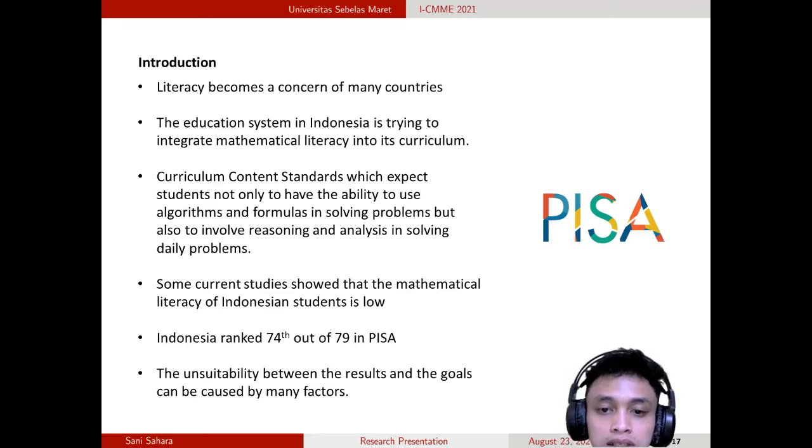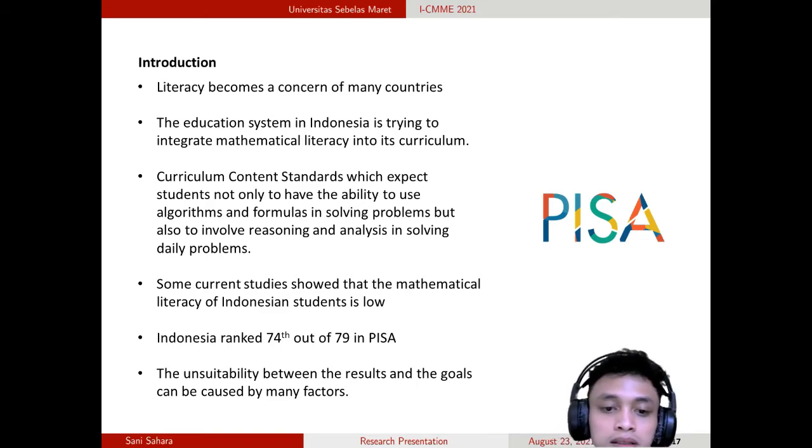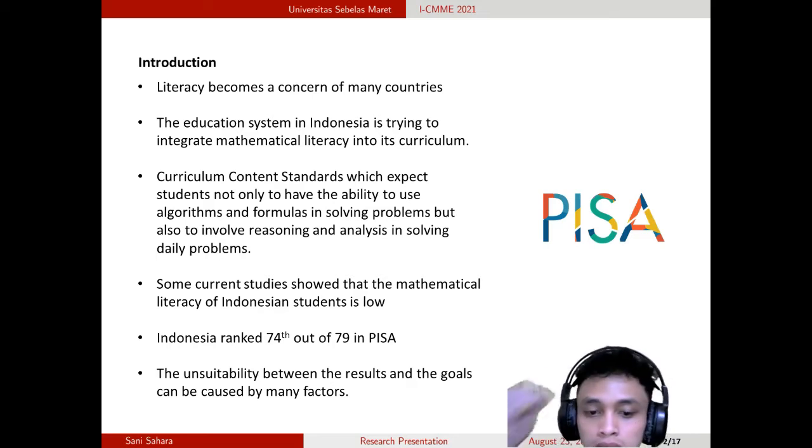The education system in Indonesia is trying to integrate mathematical literacy into its curriculum, namely Curriculum 2013. The curriculum content standards expect students not only to have the ability to use algorithms and formulas in solving problems, but also to involve reasoning and analysis in solving daily problems.